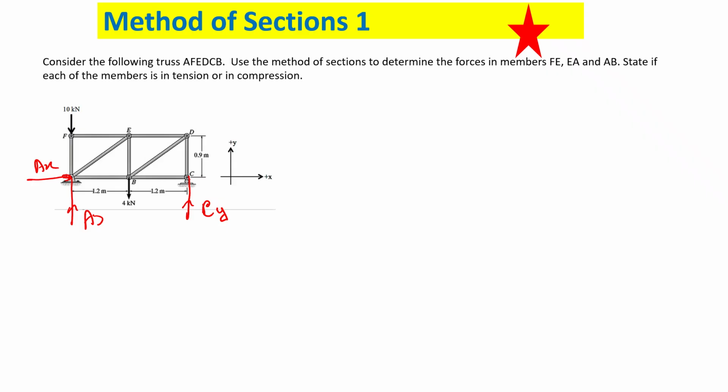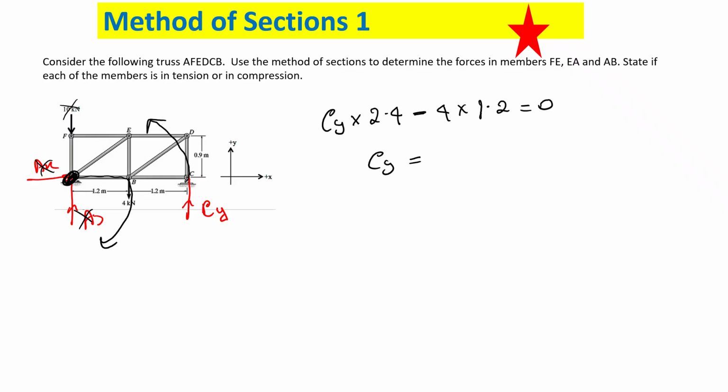The easiest way of finding this is taking the moment about A. When you take the moment about A, you don't have this one or this one. You have this one going this way, and this one the other way around. So CY times 2.4 minus 4 times 1.2 is equal to 0. So your CY is 4 times 1.2 divided by 2.4, which is 2. Is that right?